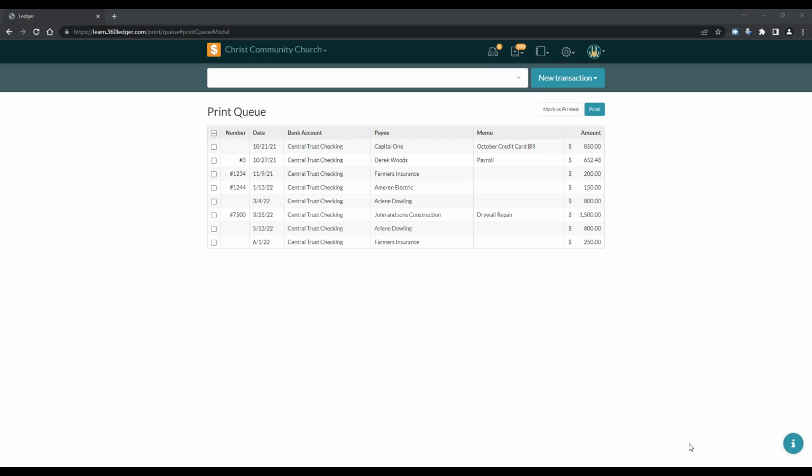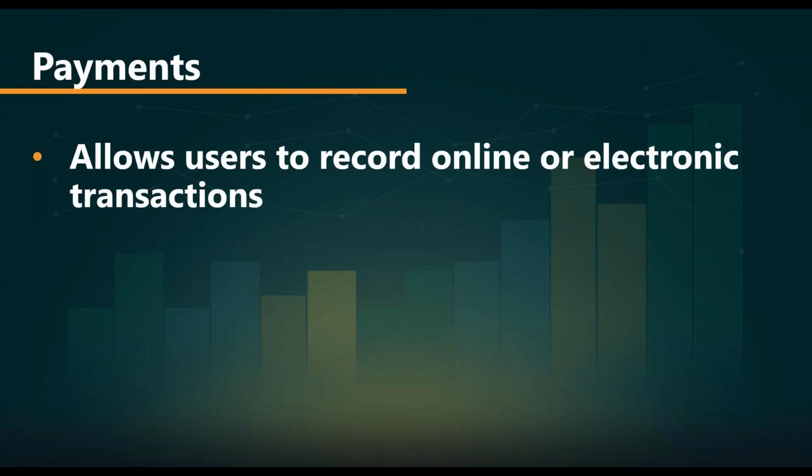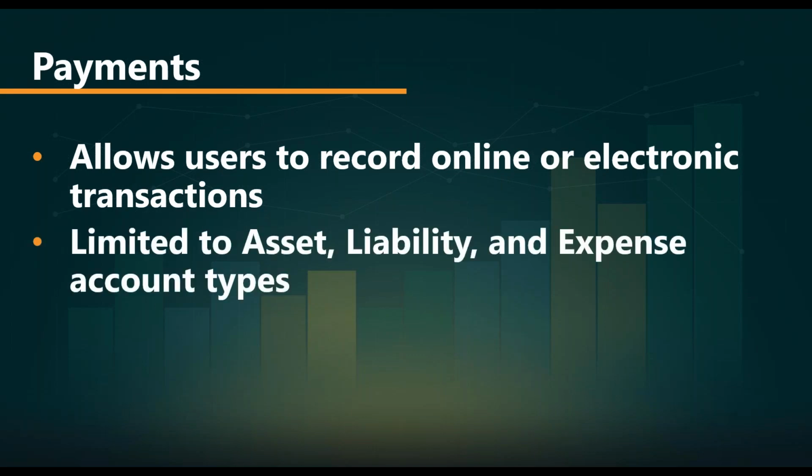So with that, there comes the question on exactly what we do with the payments that don't have a physical check. And those are just considered payments, just plain and simple. And usually they're for recording the online and electronic transactions. So debit cards or any sort of online payment or transfer, you can definitely use payments for. They are limited to just the asset, liability, and expense account types. So you want to keep that in mind.